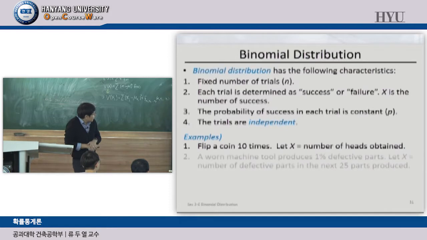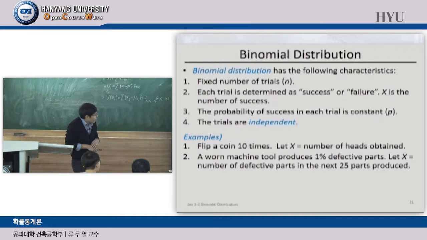Okay? And secondly, a machine tool produces 1% defective parts, and let x denote the number of defective parts in the next 25 parts produced. And in this case, the number of trials is also fixed, the next 25 parts produced, and we have only two options: we can obtain a defective part or a non-defective part. So this is also the concept of the binomial distribution.